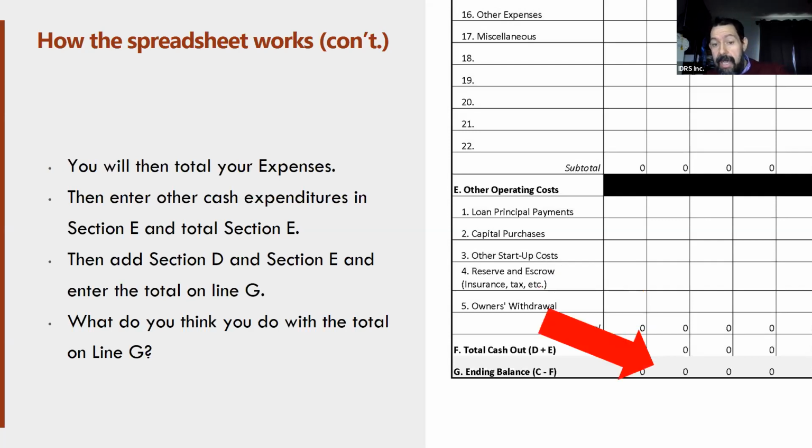Then we're going to add D plus E, that's going to be total cash out just above the arrow. And then what we do is we subtract C from up above, and we subtract it from F, the line above, and that's what we get as our ending cash balance for the month.